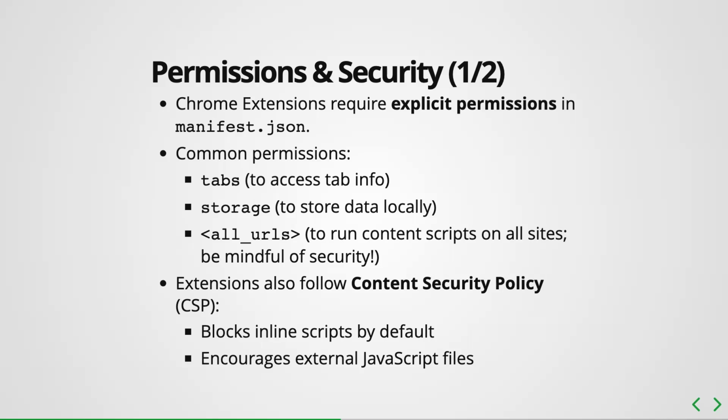Because if there's one thing that's true, it's that the error messages when the permissions aren't correct are not really good. They're not like, hey, you forgot the permissions. They're like, alert, alert, somebody's trying to take over the browser, all systems shut down. So you have to make sure that you know how to translate that into an actionable goal. The common permissions are tabs or activeTab as we've shown, storage, or all URLs if you want to change the content of the page. And extensions also follow something called content security policy, which means that they block inline scripts by default and encourage external JavaScript files.